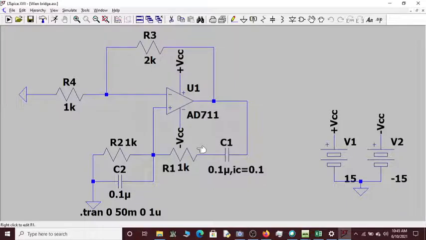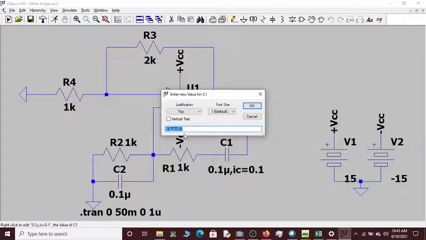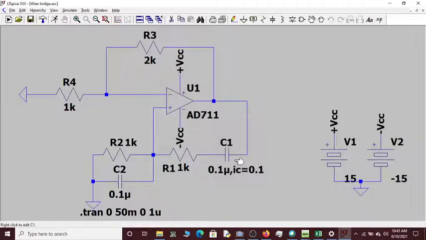Okay, this is my Wien oscillator. We have already rigged up the circuit diagram. Only one condition needs to be satisfied here: one of the capacitors should have an initial voltage of some value. Here I have given the value of C as 0.1 microfarad and IC, which stands for the initial condition, as 100 millivolt. This is one required condition for getting oscillations.